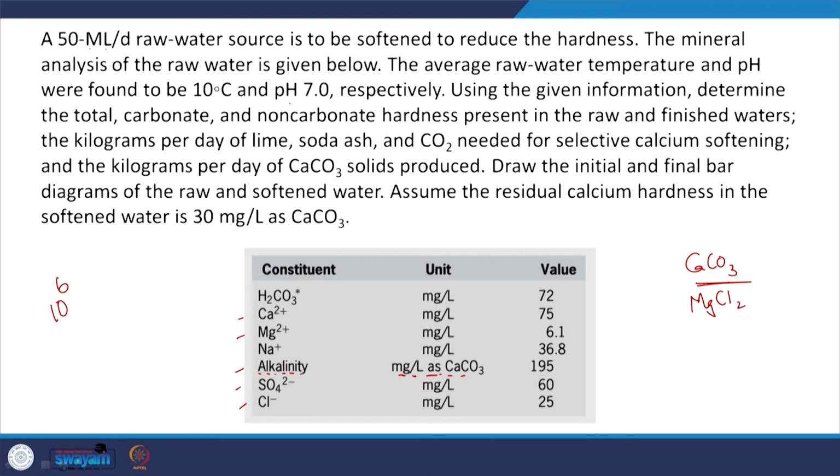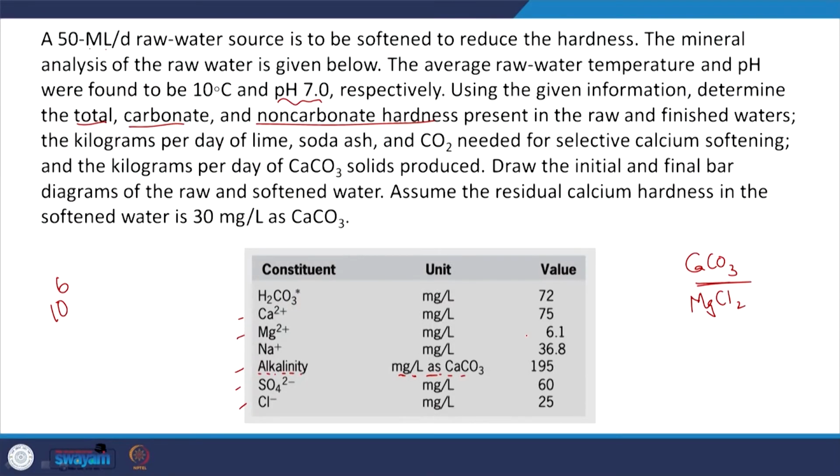And what else? So they say that pH is 7. Obviously that makes our job easier. Using the given information, determine the total carbonate and non-carbonate hardness. This is pretty standard. We know how to do that. But before doing that, we are talking about total hardness, right? So we are using the concentrations of two different compounds, and in general we are not going to express them as moles per liter. It does not make much sense. It has to be in equivalents per liter, right? So equivalents per liter, relatively difficult for the layman to understand, so we express the units as CaCO3. So the first step is to convert all this into CaCO3 units.